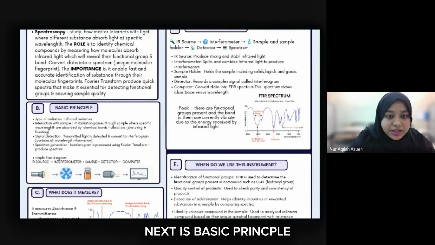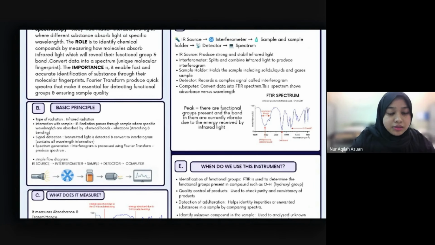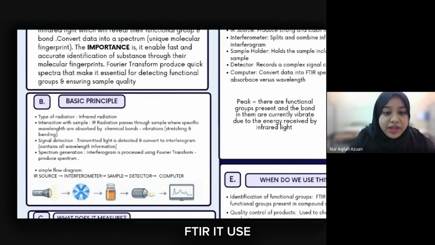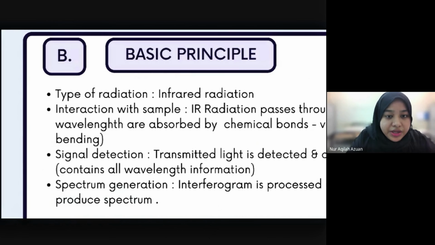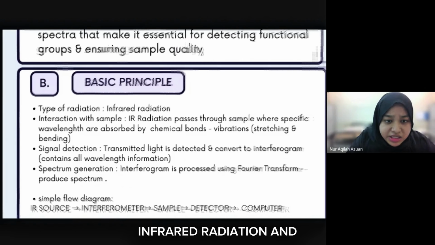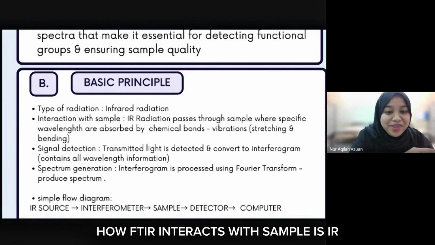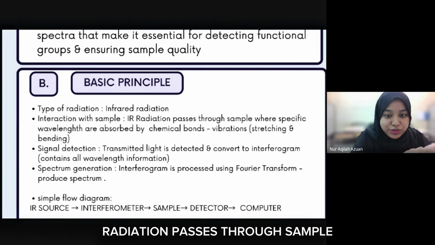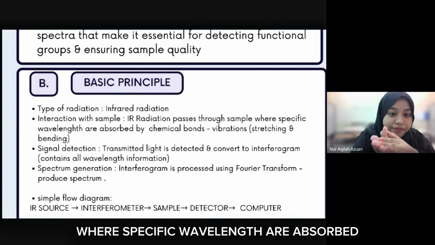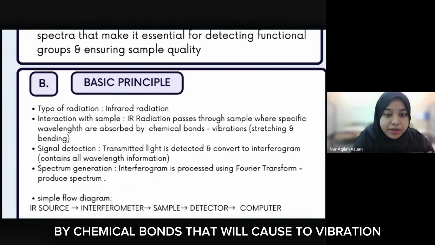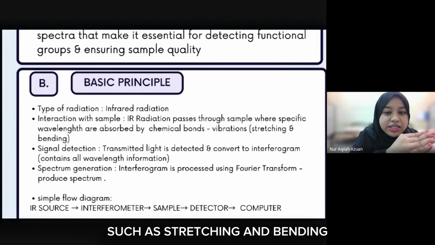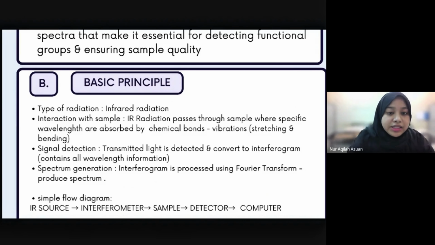Next is the basic principle. FTIR uses infrared radiation, and how FTIR interacts with the sample is that IR radiation passes through the sample, where specific wavelengths are absorbed by chemical bonds that will cause vibration such as stretching and bending.